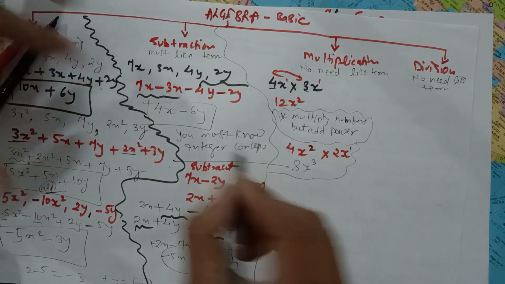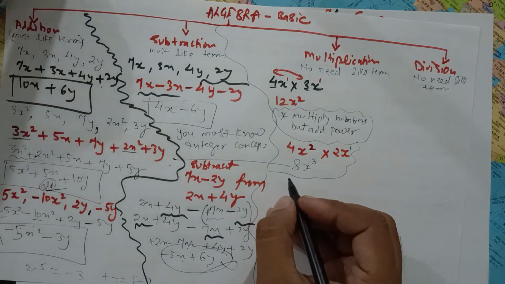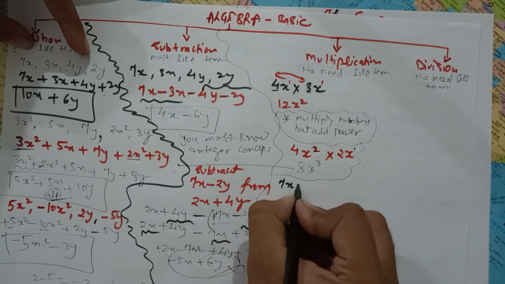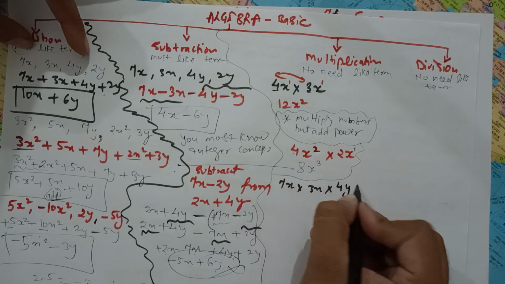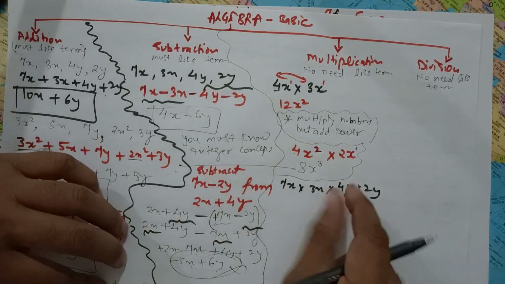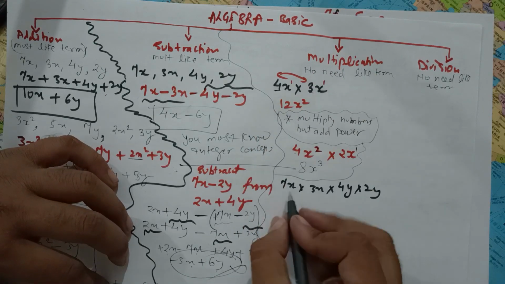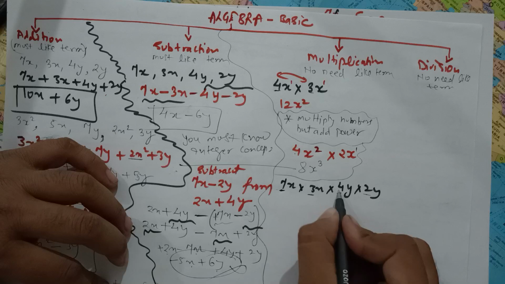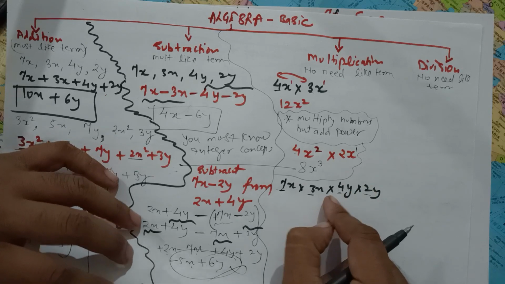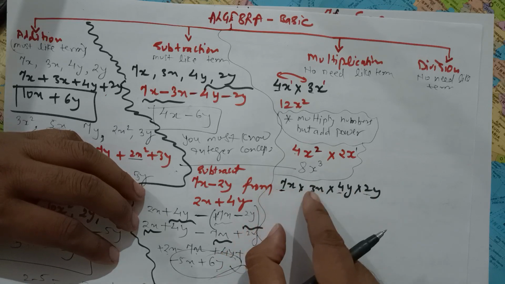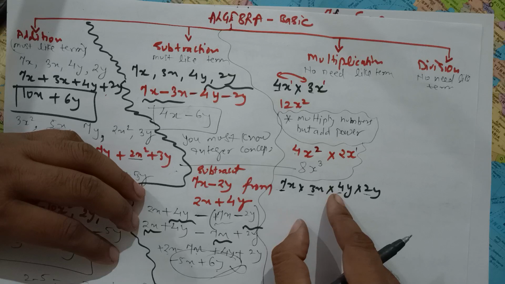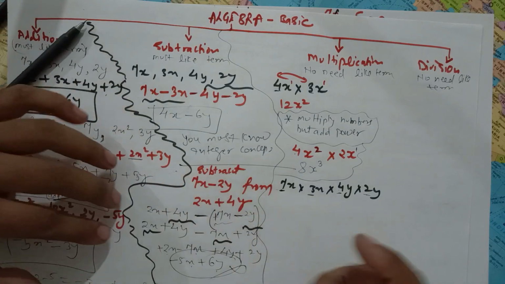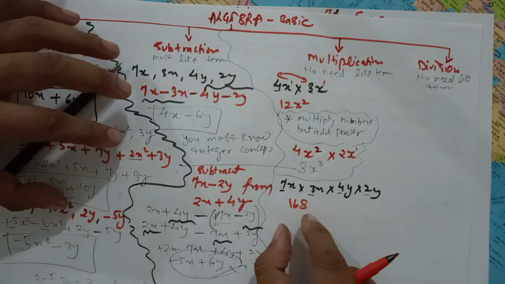Is it clear now? For example, if I take 7x multiply 3x multiply 4y multiply 2y, because we don't need like terms in multiplication, just multiply all the numbers. 7 into 3 into 4 into 2: 7 3s are 21, 21 4s are 84, 84 2s are 168. So the number is 168.